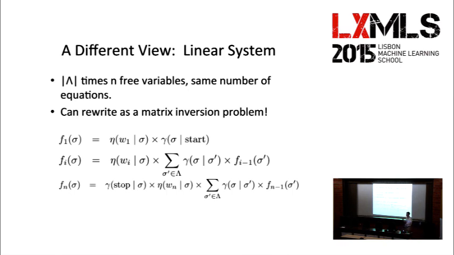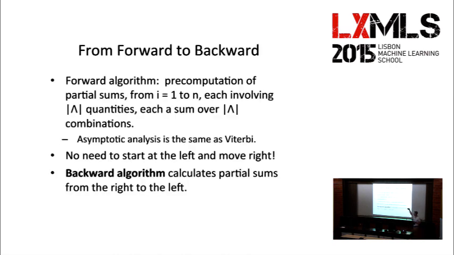So who's seen the forward algorithm before? Smaller number of people. Okay, so if you've seen the forward algorithm, maybe you've also seen the backward algorithm. It sounds like a joke. It's not a joke. So the forward algorithm does this pre-computation of partial sums from i equals 1 up to n. Each one involves size of lambda quantities, and each one is a sum over size of lambda combinations. And the asymptotic analysis is the same as Viterbi. The runtime is quadratic in the number of states, linear in the sequence. The space is linear in both.